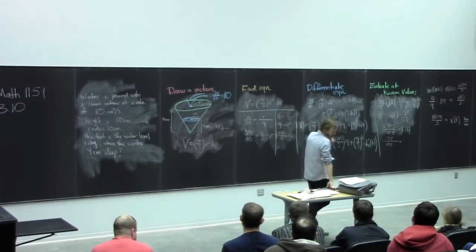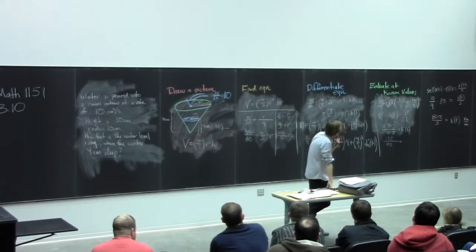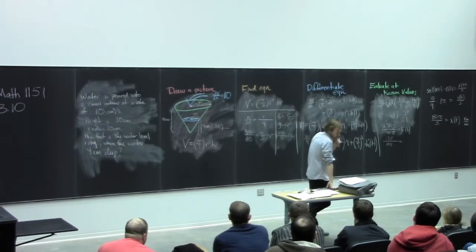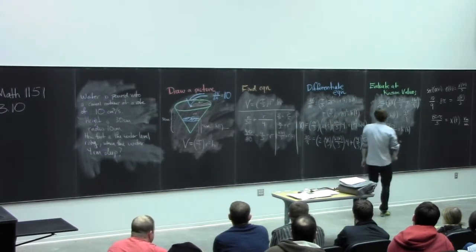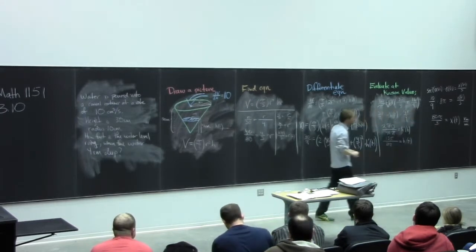Three. Did I make a mistake? Hold on. 16, that's okay. I can divide both sides by 6. It's okay, this is fine. h prime of t. Done.